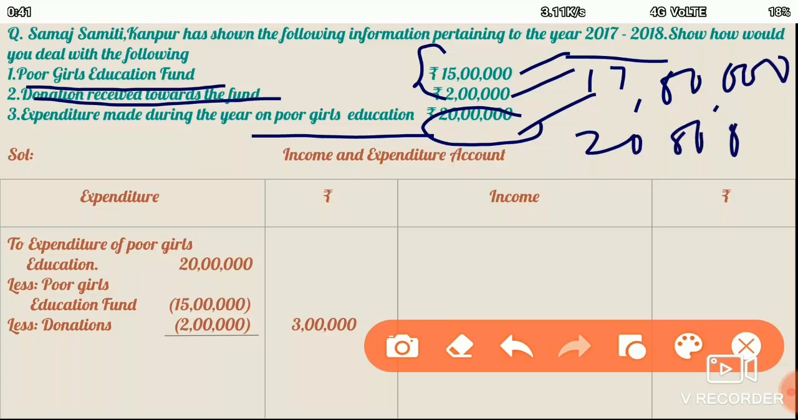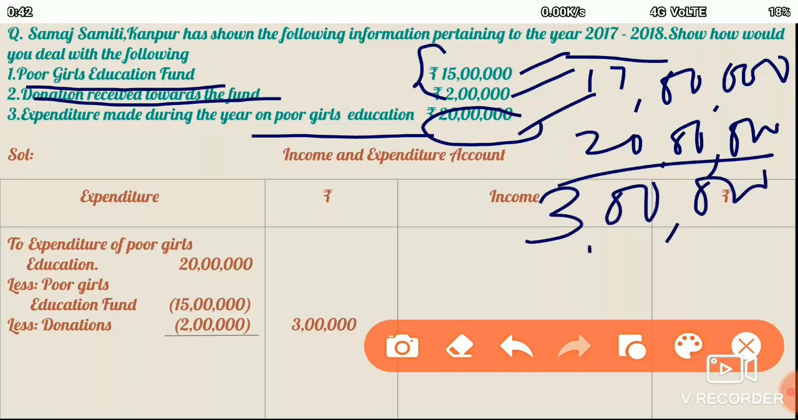So 20 lakh is the total expenditure, but the total fund value is 17 lakh. So the fund is short by 3 lakh rupees. There is a shortage of 3 lakh rupees. Now this 3 lakh rupees, which the fund cannot meet, will be charged to the income and expenditure account of the current year. So it will appear towards the expenditure side as Poor Girls Education expenses. So this is how you will show it.